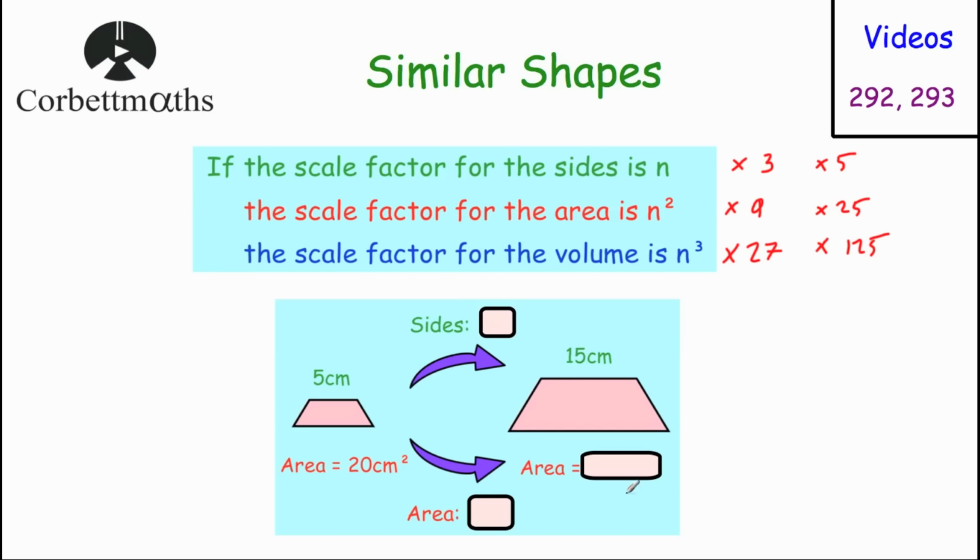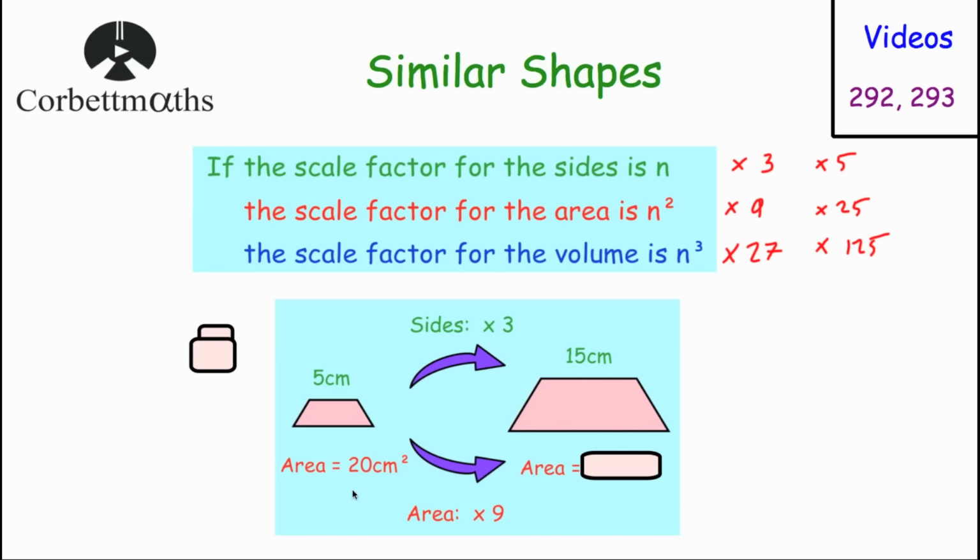So here we've got two similar shapes, two trapezia. If we have a look at this first trapezium, you can see one of the lengths of the parallel lines is 5 centimeters. And for the larger trapezium, the corresponding length has a side length of 15 centimeters, which is 3 times bigger, because 5 times 3 is 15. That means, because the sides are 3 times larger, we will square that, and that's 9. So the area is actually 9 times bigger.